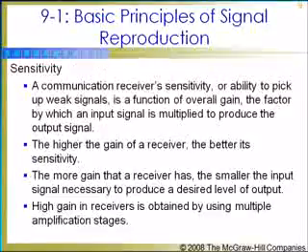A communication receiver's sensitivity, or ability to pick up weak signals, is mainly a function of overall gain, the factor by which an input signal is multiplied to produce the output signal. In general, the higher the gain of a receiver, the better its sensitivity. The greater gain that a receiver has, the smaller the input signal necessary to produce a desired level of output. High gain in communication receivers is obtained by using multiple amplification stages.